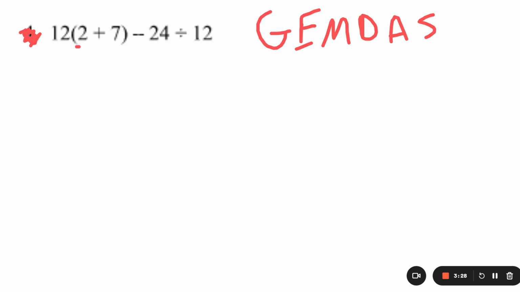All right. Do I have any groupings? Yes, I have these parentheses right here. So 2 plus 7, that's going to give me 9. So I'm going to write 12, and then parentheses, I'm going to have the 9.